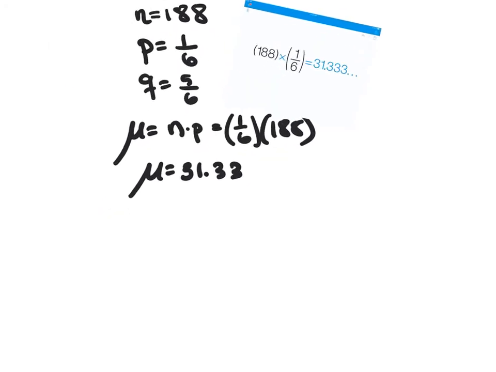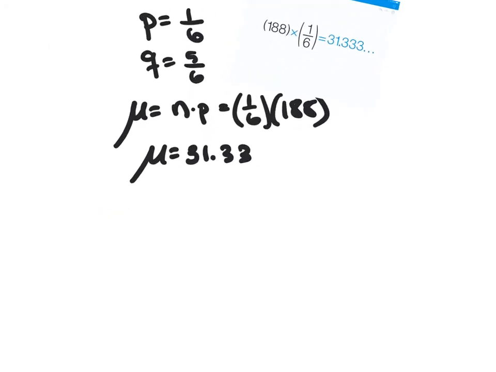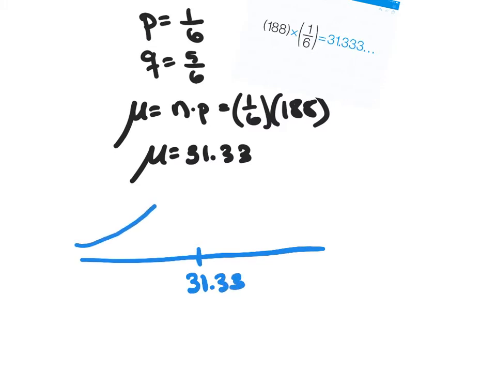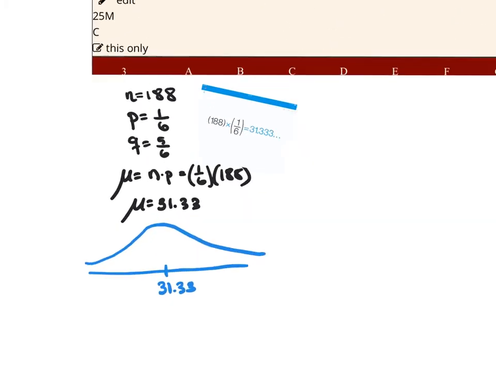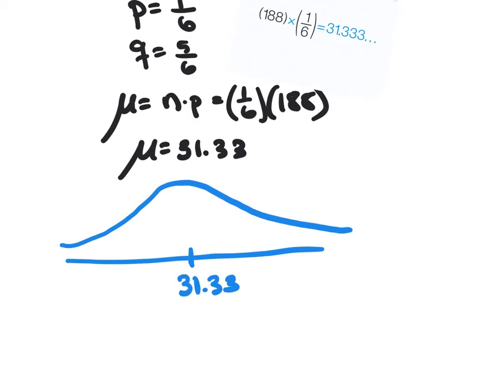With these things, we can make a curve now, or a picture of what we're dealing with. Here's my picture. Here's my expected value, 31.33. Here's my normal curve, which is being used to approximate the binomial distribution. We're trying to get, what is the probability that you get exactly 38? So 38 would be somewhere over here. Exactly 38 would just be a straight line. There wouldn't be much area there.